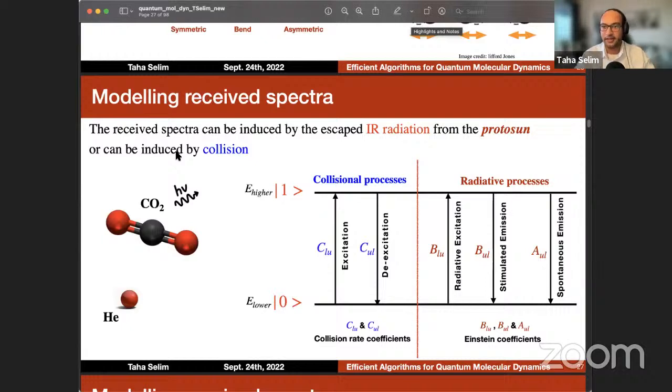So you receive a spectrum, and of course there is no way to send a person to know, oh yeah, this comes from collisions, or this comes because there is a protosun in the middle that shines IR radiation on the molecules, so the molecules get excited and so on. So we have two main processes to describe here: collisional processes and radiative processes.